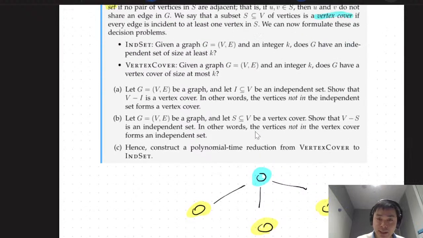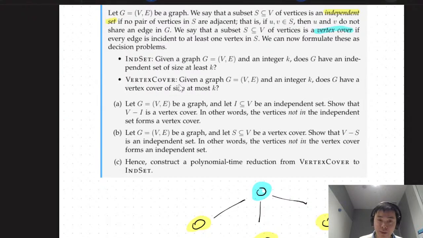Okay, so you can see that the interesting problem here is that we want to maximize the size of my independent set, and we want to minimize the size of my vertex cover. Right? The minimum independent set is trivial because the empty set itself is already an independent set, and the maximum vertex cover problem is trivial because you just take every vertex, and that is a vertex cover, and that is the maximum vertex cover.